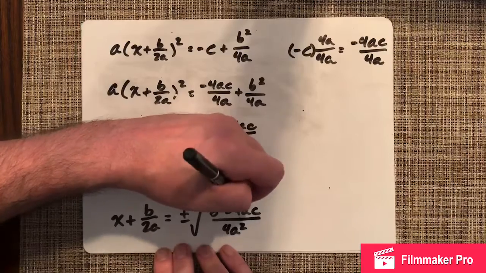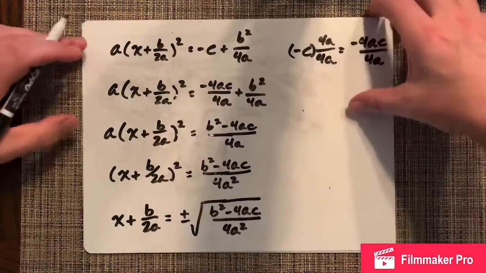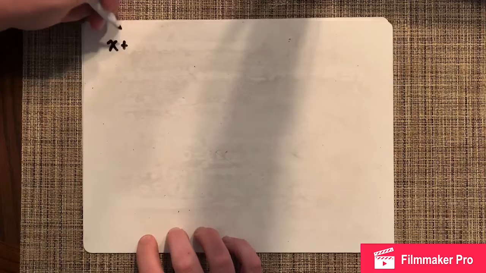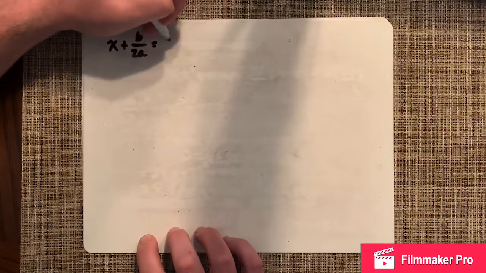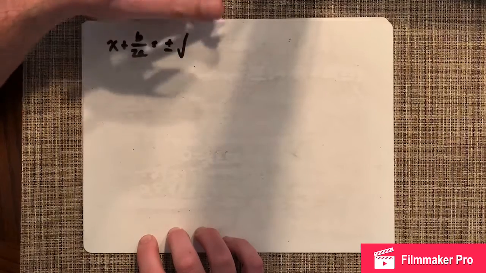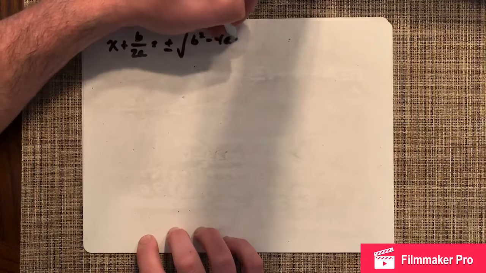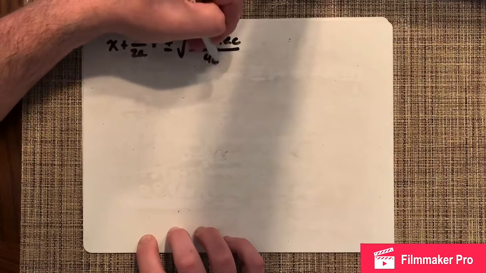Now, as you can see, I've run out of room again. So now, we're not going to erase that at the bottom because I'm going to need that. I'm going to now put that up here. X plus b over 2a equals plus or minus square root b squared minus 4ac over 4a squared.